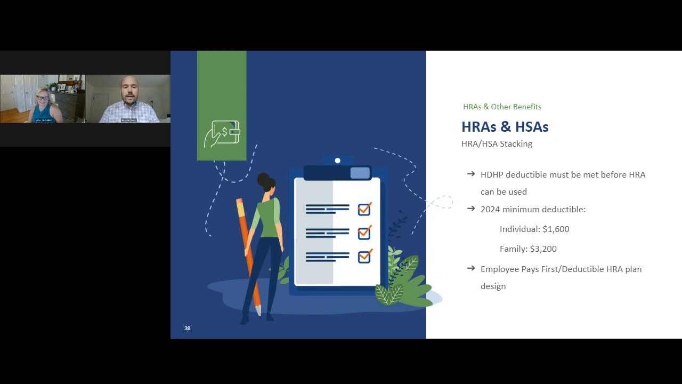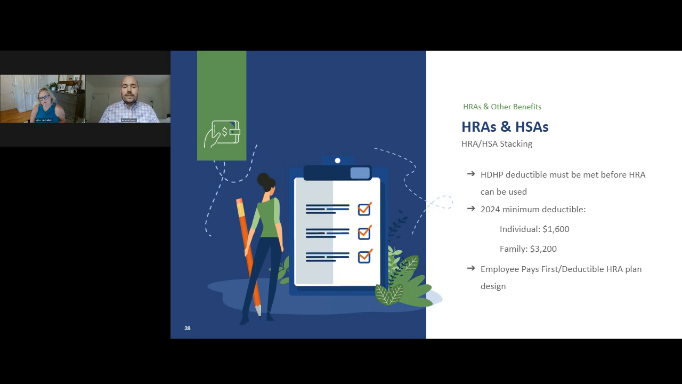But basically, the IRS says that you cannot have other funding, meaning HRA funding, if you're going to contribute to an HSA until the HSA minimum deductible has been satisfied. What that means is that the HSA minimum deductible, which for next year is $1,600 for an individual and $3,200 for a family, must be paid or satisfied by the participant before an HRA can kick in. So you can't have an HRA upfront paying first dollar coverage like we saw on one of the prior slides. Instead, the HRA can kick in after that first $1,600 has been satisfied or after that first $3,200 has been satisfied. So that responsibility can be paid out of pocket by the employee or out of their HSA.